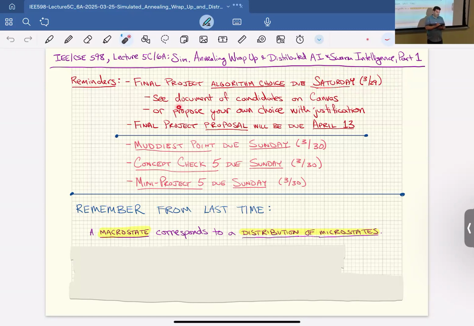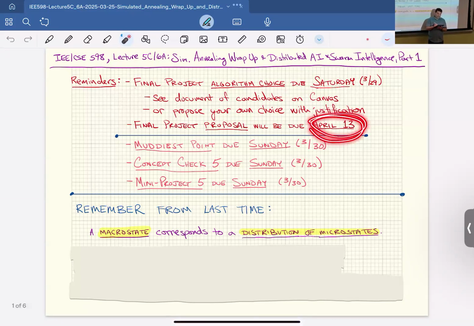There's a document of candidates on Canvas. If you go to this assignment, it links to it. If you also just go to the final project module inside Canvas, there is a link at the top for this document, which has a list of candidate algorithms you can use on your final project. If there's one that you think is appropriate for this class, or a significant extension of one that we have already discussed that is not on that list, then you can propose your own choice and have me take a look, and then I can say whether that makes sense or not.